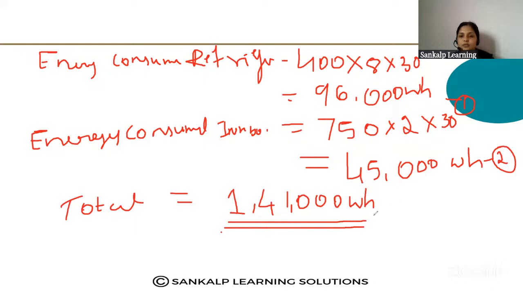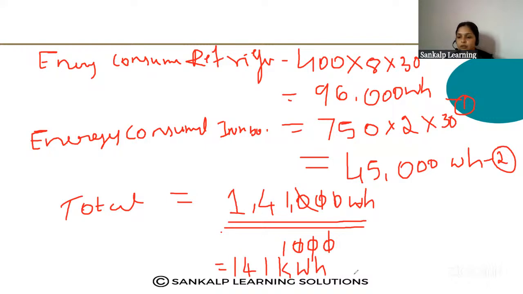So now, this is in watt hour. You have to convert it into kilowatt hour. So you have to divide it by 1000. I will directly divide it by 1000 to convert into kilowatt hour, so I will cancel these three zeros. Now that is equal to 141 kilowatt hour.